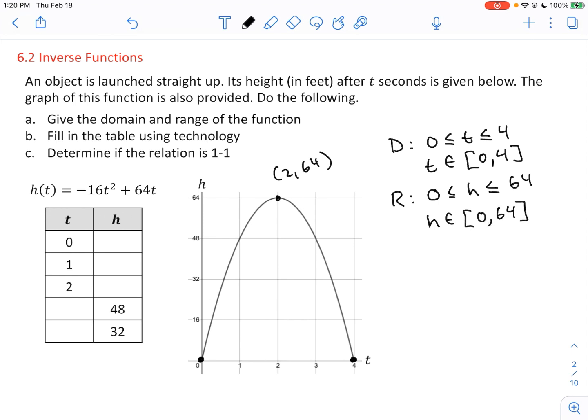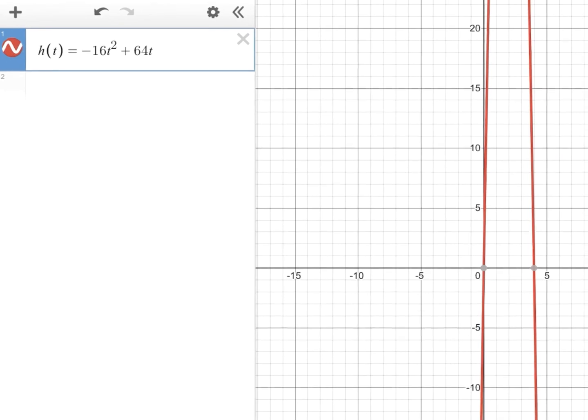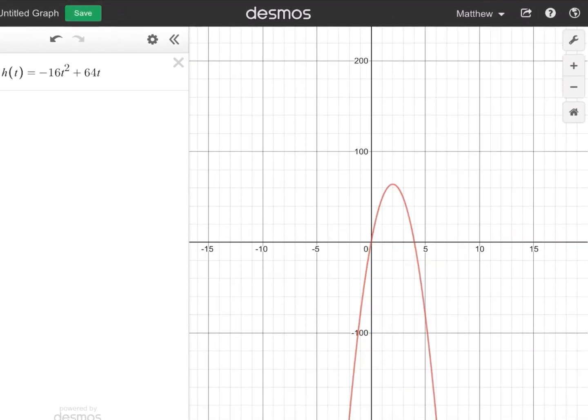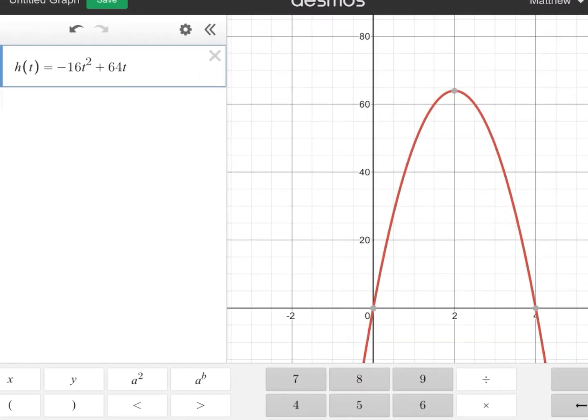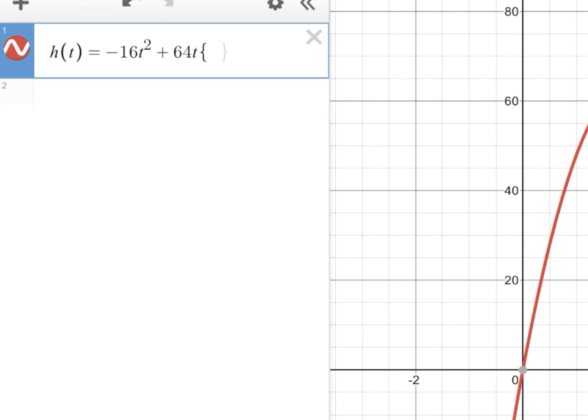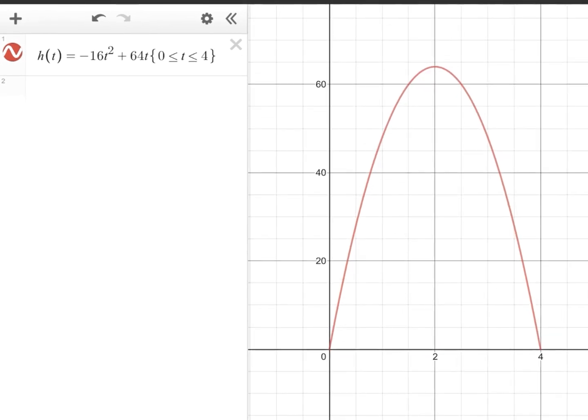Fill in the table using technology. Okay, so here's our image. Let's change our vertical scale so that we can see it a little bit better. And if you want, you can do your cropping. So we're going to do these special brackets, and we're going to say t has to be greater than or equal to 0, but less than or equal to 4. So that gives us the cropped image as well.